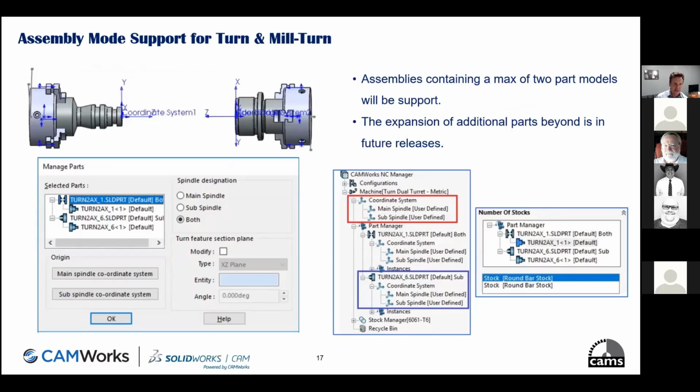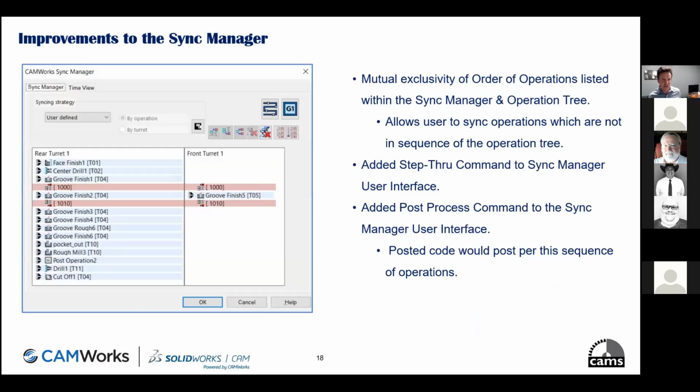But really key for simplifying some of the programming on the more complex mill turn machines. So here we've got an example of 2 chucks and 2 different parts. We could set a coordinate system for each part, and you could literally program on each part and then put that all together in one program. And that'll be assisted too by the new improvements to the sync manager.